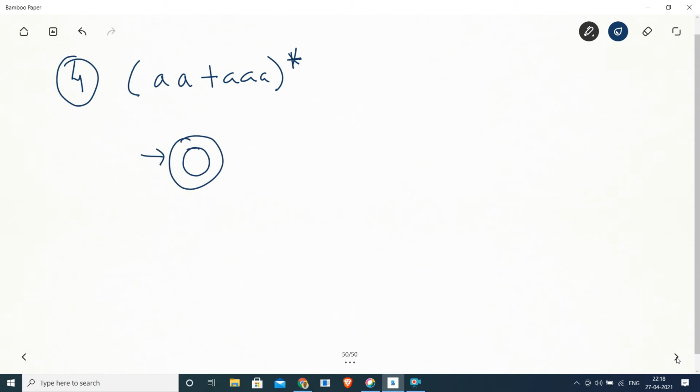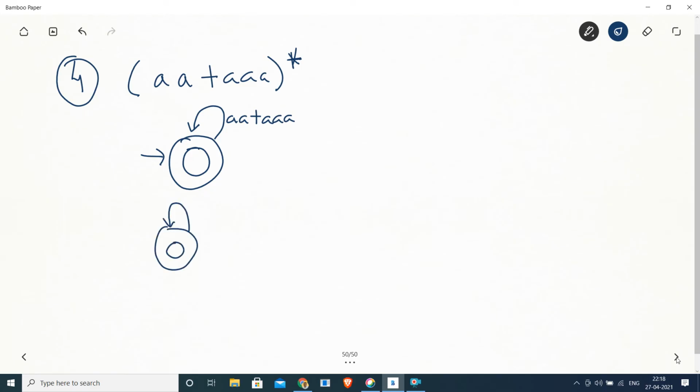So let's see one more example, which is also a very good example: (AA plus AAA) whole asterisk. It appears very simple, that there is only a single state because it is an asterisk. So we say it is a single state, and this state should also be the final state because it is an asterisk. And on this state we have the expression AA plus AAA. Since this is an asterisk, we are repeating AA plus AAA.